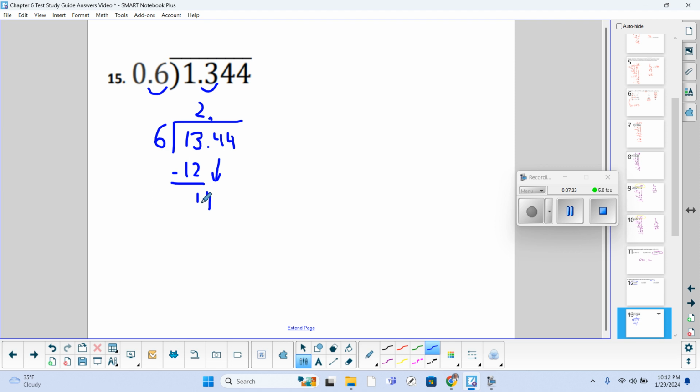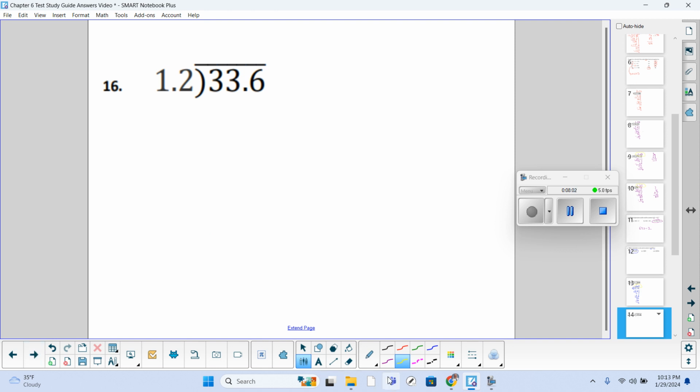How many times does 6 go into 14? Well, that's also 2 times. 2 times 6 is 12. So 14 minus 12 is 2. So my remainder is 2. So now I can bring down this 4. And 6 goes into this 24 4 times. 4 times 6 is 24. I have no more remainder. I am done. My answer is 2.24.